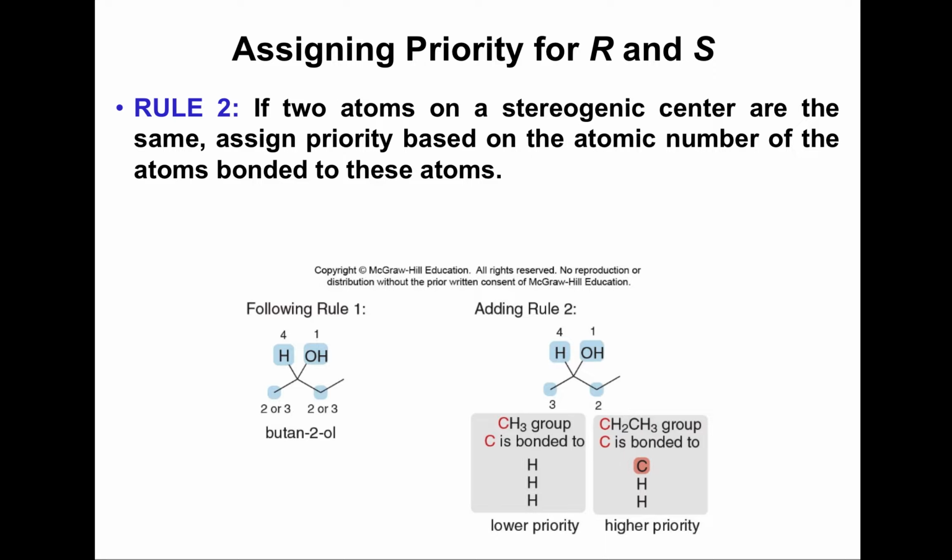If two atoms are the same, we look at the atoms that those are connected to. For example, in this molecule, at the bottom right, we have oxygen, carbon, carbon, and hydrogen. To break the tie between the carbons, we will look at the atoms that those are connected to. One of them, the primary carbon, is connected to 3 hydrogens. The secondary carbon is connected to 2 hydrogens and 1 carbon. Because of that, the latter will have the priority.